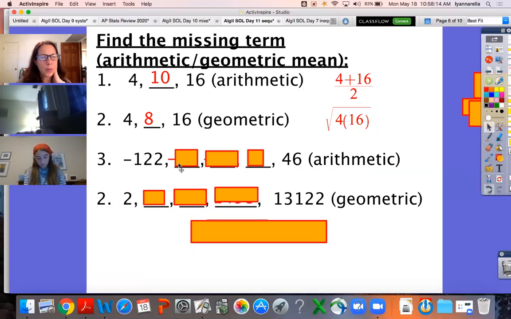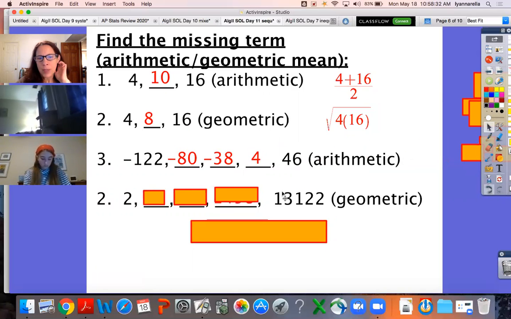Okay, when you have more than one blank, when you have multiple blanks, you always go to the middle term first. So if we're looking for arithmetic, I would add negative 122 to 46 and divide in half, and I got this. And now I use the negative 38 and the negative 122 to find this, and I use the negative 38 and the 46 to find this.